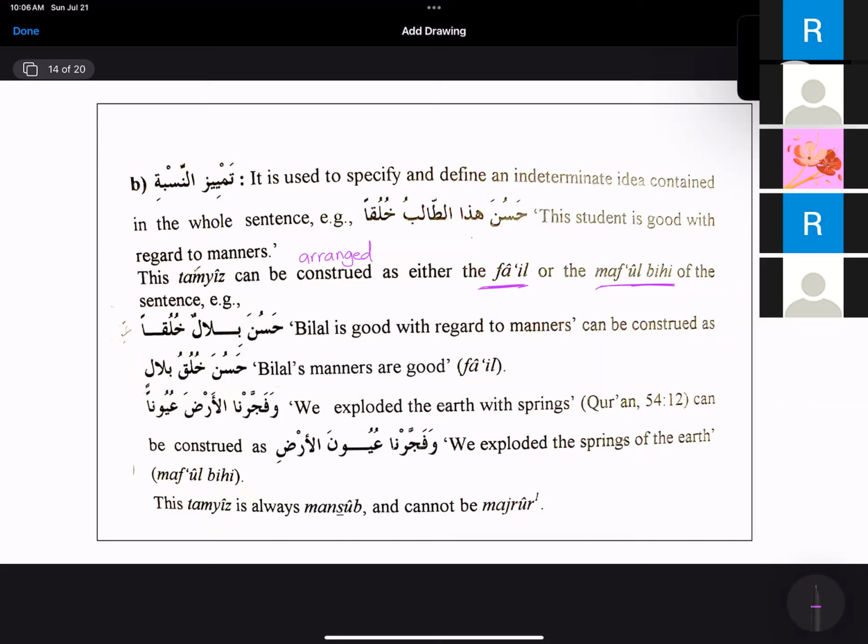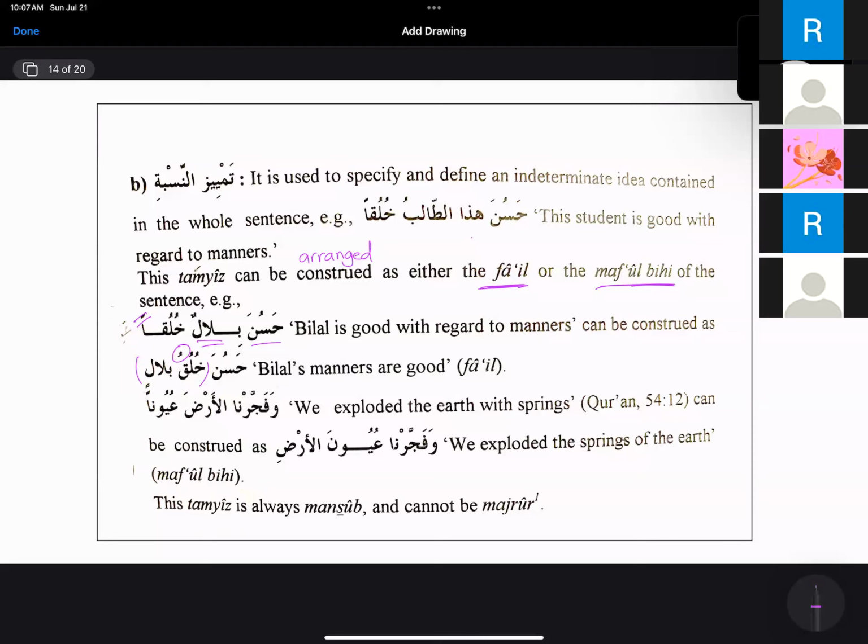So hasuna bilalun. How are we going to label it? Hasuna is the fail. Where is the fail? Bilal. Right? And now khuluqan, this is tamiz. Right? But I can construct hasuna khuluqu bilalin. Then it will not be mansub. So hasuna khuluqu bilalin. Bilal's manners are good. So can it be like maful bihi? No, hasuna khuluqu. No, that's the fail. So this is the fail over here.